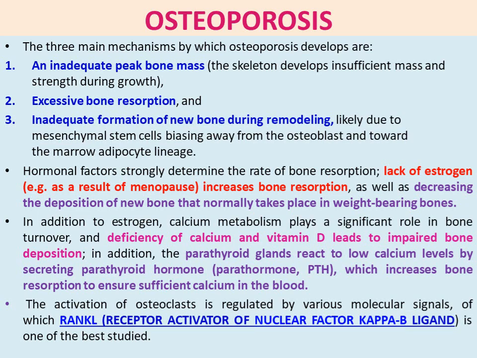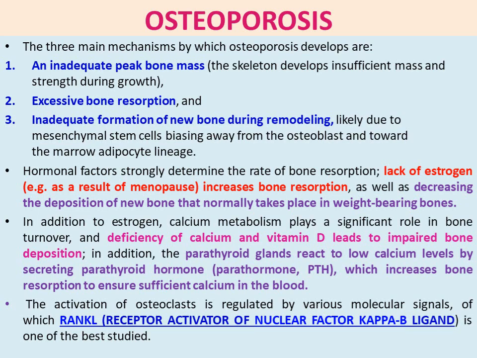Second point, excessive bone resorption causes osteoporosis. Third factor is inadequate formation of new bone during remodeling. So during remodeling, new bone formation is not proper, it is inadequate, likely due to mesenchymal stem cells biasing away from the osteoblast and toward the marrow adipose lineage. Hormonal factors strongly determine the rate of bone resorption. Lack of estrogen as a result of menopause increases bone resorption, as well as decreasing the deposition of new bone that normally takes place in weight bearing bones.